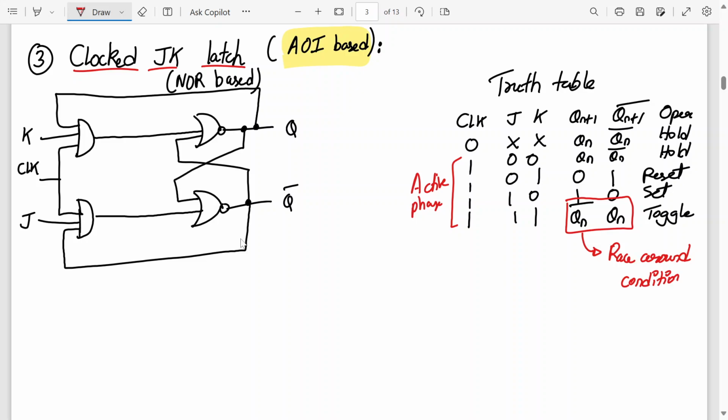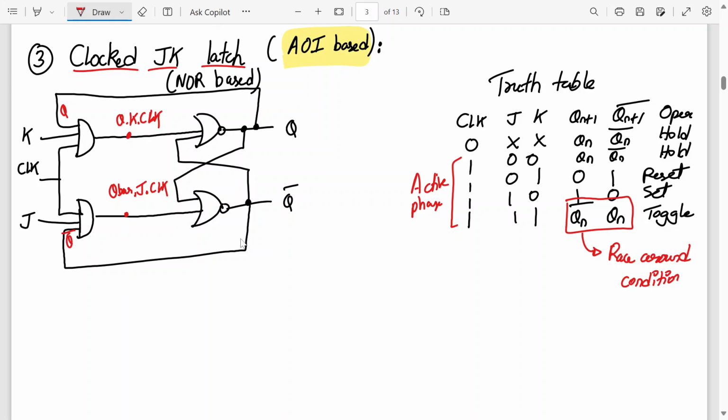To help me out in writing the equation now, what will be this? AND gate, a 3-input AND gate. Q dot K dot clock. This is Q, this is Q bar, so it will be Q dot K dot clock. Perfect. This will be Q bar dot J dot clock.